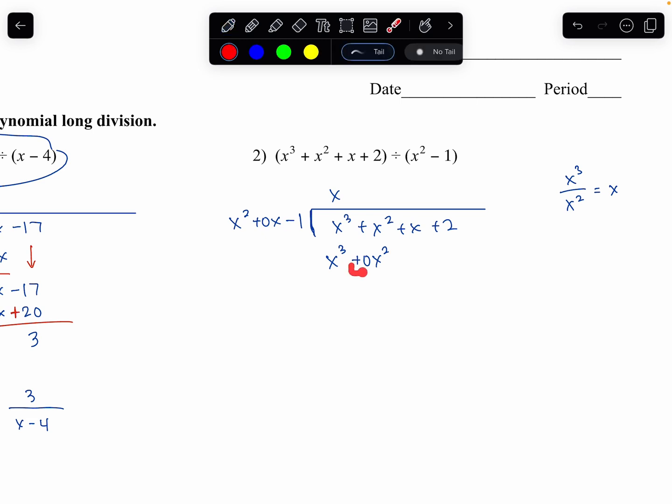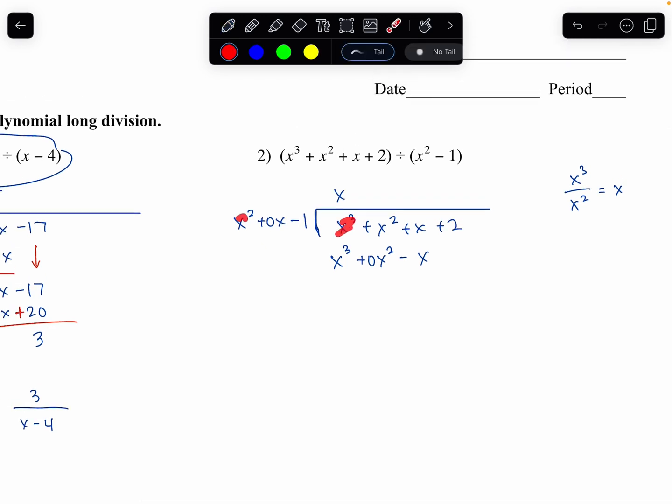And the only reason why this is here, even though this just means 0, is that whenever I add, I'm going to have these like terms line up. I want terms to be lined up, making no mistakes. Okay, and then x times negative 1, that's going to give me negative x. Okay, so we divided, we multiplied, and now we're going to subtract.